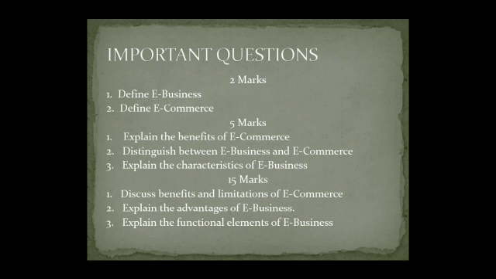And all these questions are given in the final examination question paper. But for functional elements of electronic business, if you get it for only 2 marks, just write down the headings, or if you get it for 15 marks or for 5 marks, you have to explain that. Like you have to explain product development and sourcing, warehousing and drop shipping, marketing, customer service, payment gateway, information technology. About this you have to explain in the functional elements of e-business.